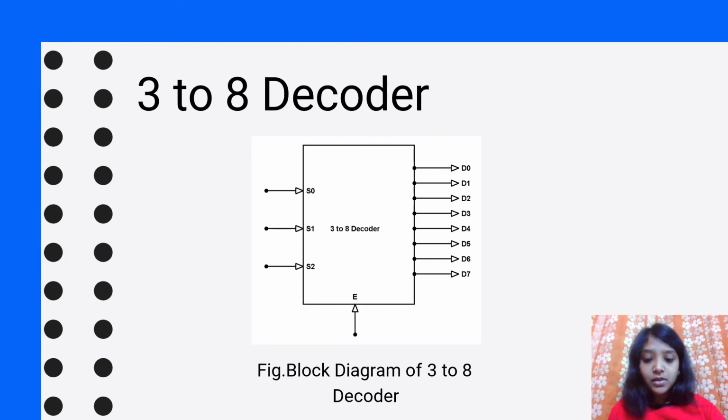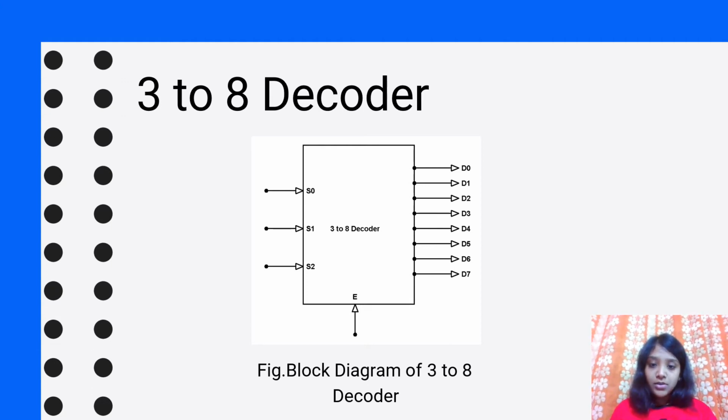So here we have the block diagram for 3 to 8 decoder, like we saw in the previous slides for the 2 to 4 decoder. It has 3 inputs, that is S0, S1, S2, and D0, D1, D2, D3, D4, D5, D6 and D7 are the outputs, and E is the enable input. The 3 to 8 decoder can be implemented using 2 to 4 decoders. Similarly, the 4 to 16 and higher order decoders can be implemented using 2 to 4 decoders or 3 to 8 decoders.